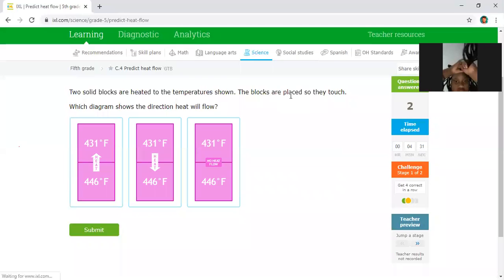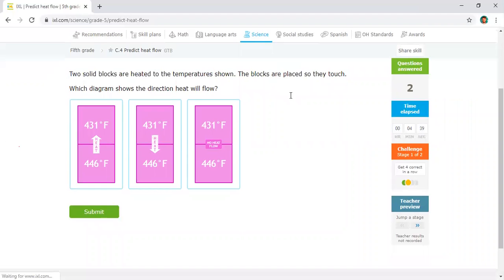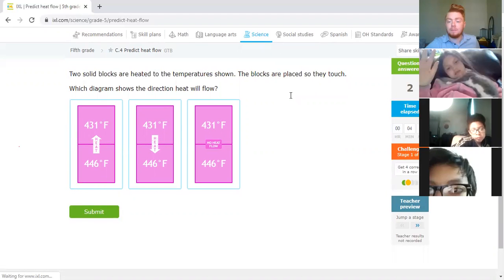We have two blocks again. The blocks are placed next to each other. Which diagram shows the heat flow? Philmon.